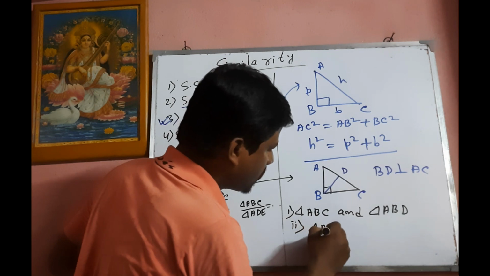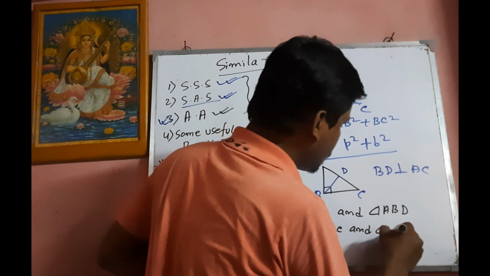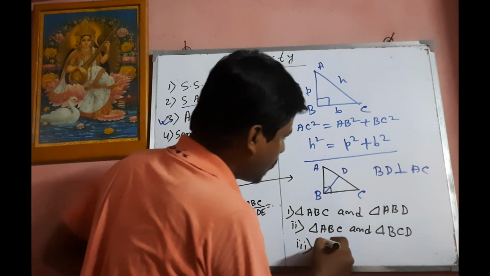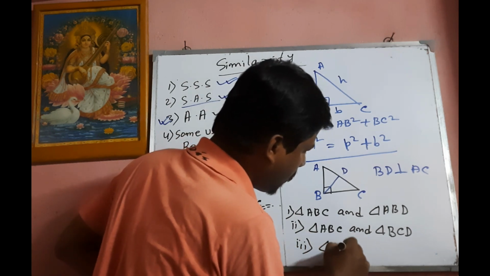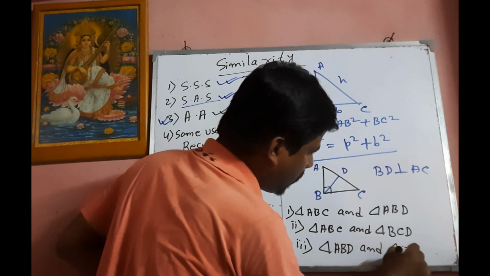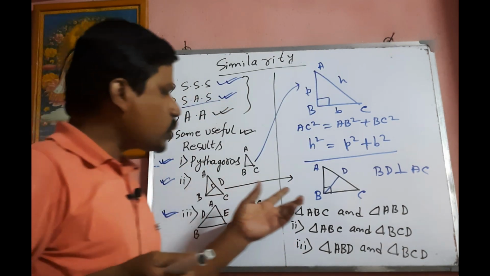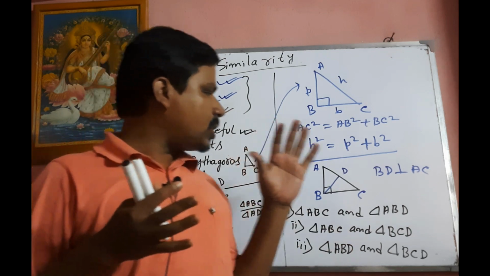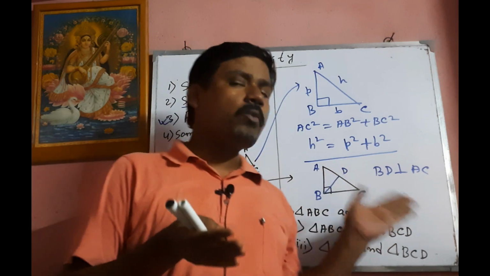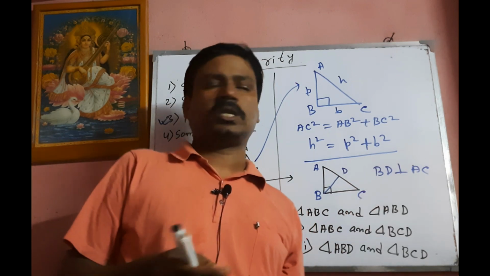The triangle ABC and triangle BCD are similar, and the triangle ABD and the triangle BCD are also similar. So these identities or this concept is useful in our exam. We have proved this formula according to the given information in the class 10th level chapter.